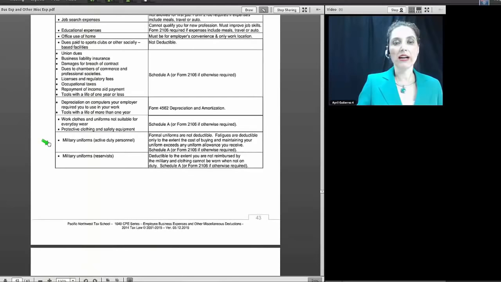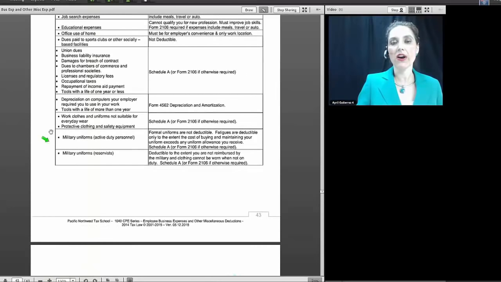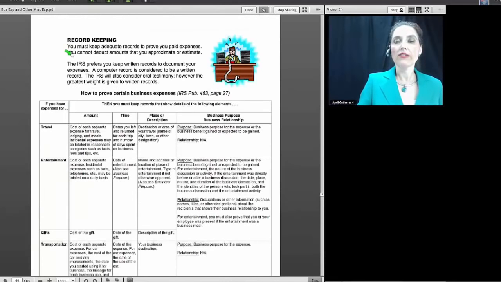Military uniforms for active duty personnel generally are not deductible, but if you're talking about fatigues, they are deductible to the extent they exceed any military allowance you are given for them. Military reservist uniforms are deductible to the extent you are not reimbursed by the military and the clothing cannot be worn while off duty. Record keeping is always an important topic.